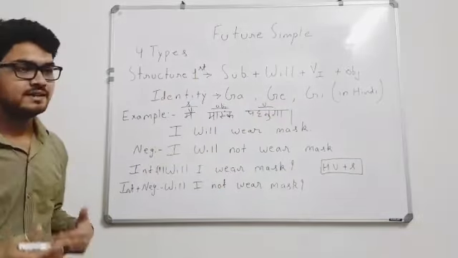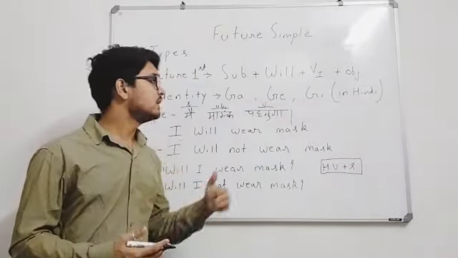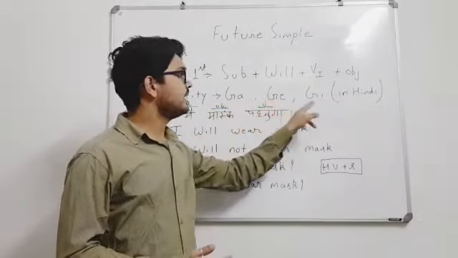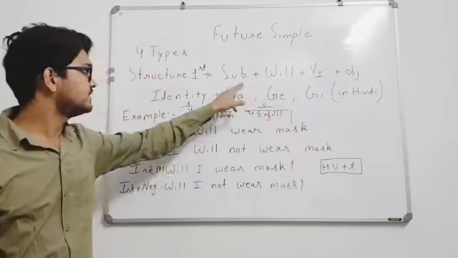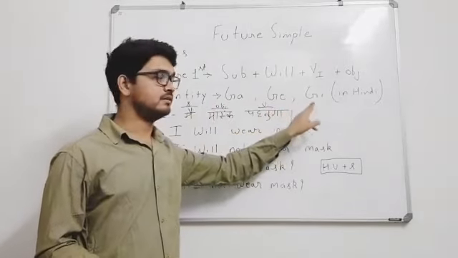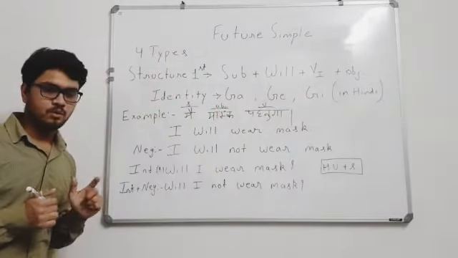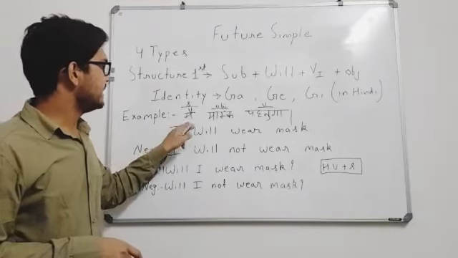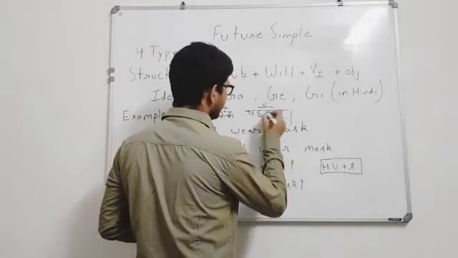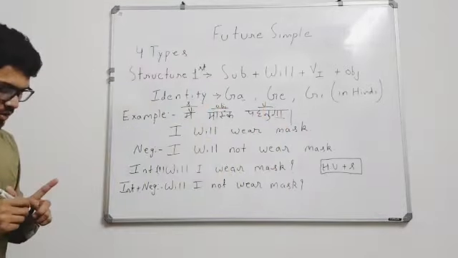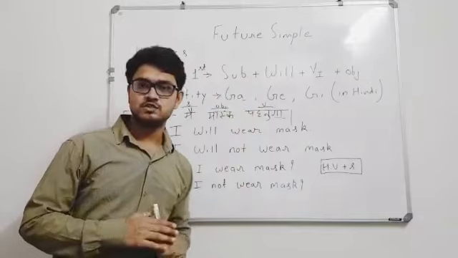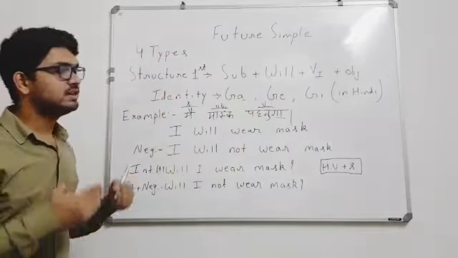It means all the Hindi sentences we speak in our daily language, all the sentences that have endings like ga, ge, and gi, will be changed with this structure. Okay, we need to remember this identity. And after that I've written an example over here: मैं mask पहनूंगा. The sentence has ga in the end. So now we know that we can change this sentence from Hindi to English with the help of this structure, structure number one in future simple.